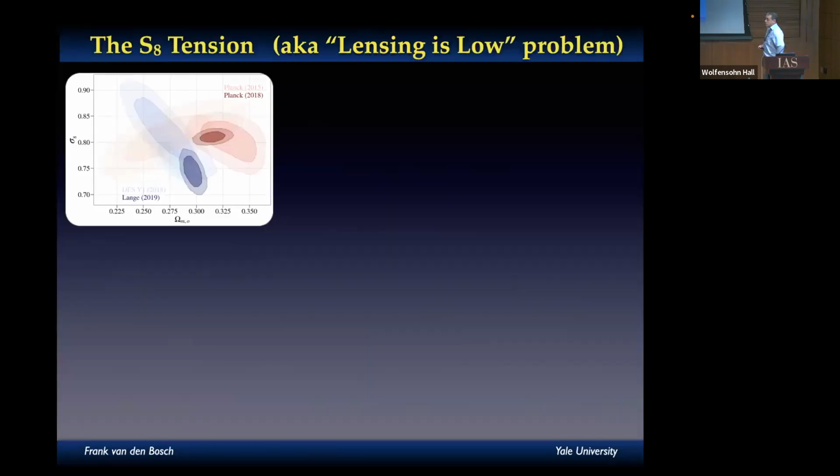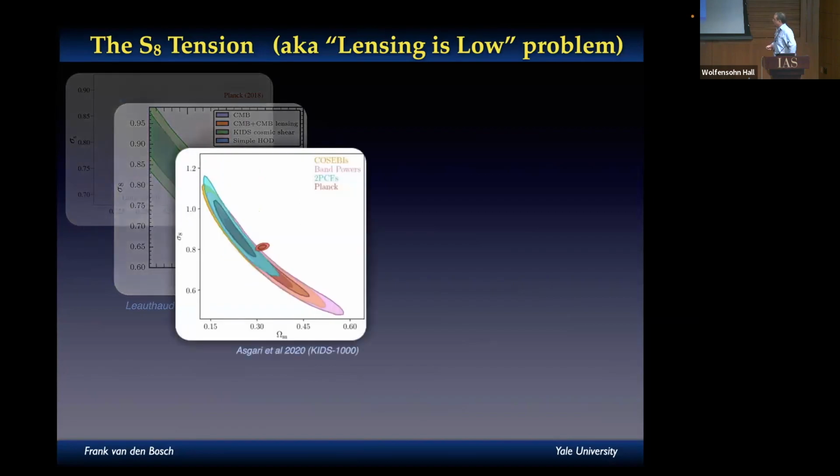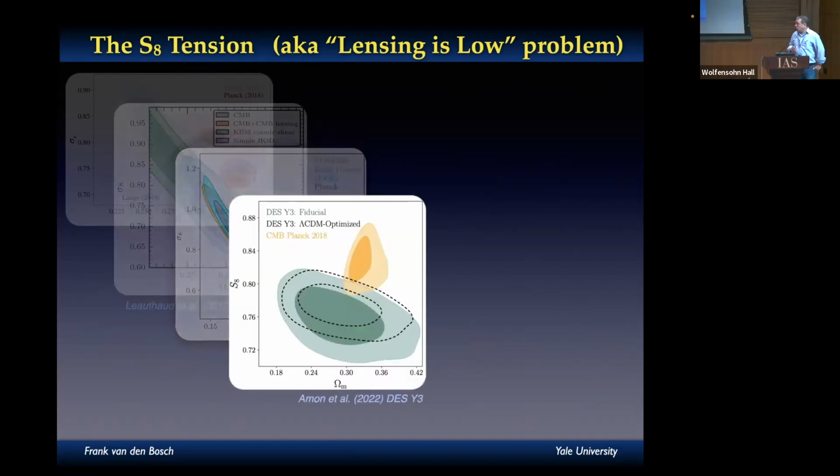Now, we are not the only ones who've done this, by any means. Many people have done this over the years. This is just a subset. Alexie Leauthaud, 2017 analysis of BOSS CMASS data. Here are the constraints, here is Planck. Same thing. Cosmic shear analysis by Asgari et al. The KiDS-1000 sample. Here is a result.